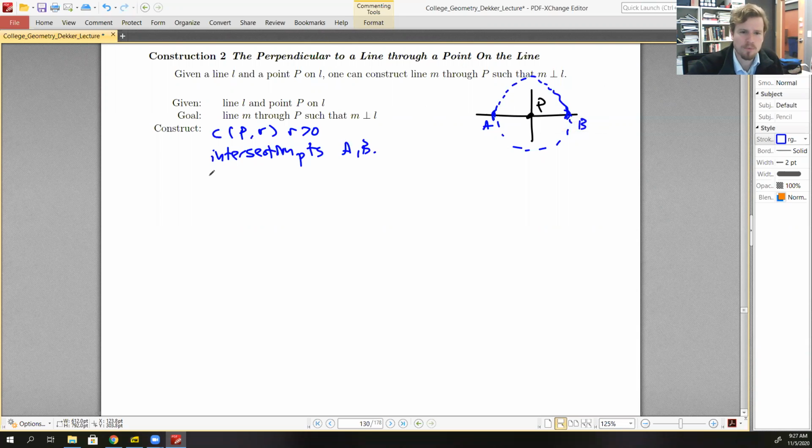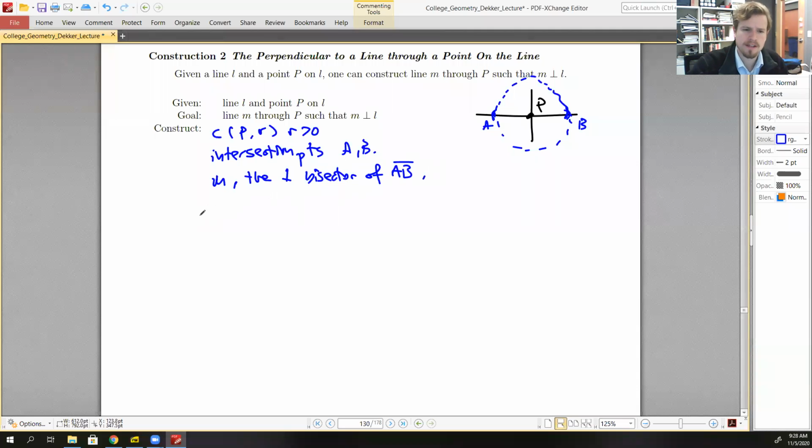With that, we then construct, right? We already know how to construct a perpendicular bisector, so we just need to construct the perpendicular bisector of AB. So we construct M, the perpendicular bisector of AB. Those instructions can be found on the previous construction.